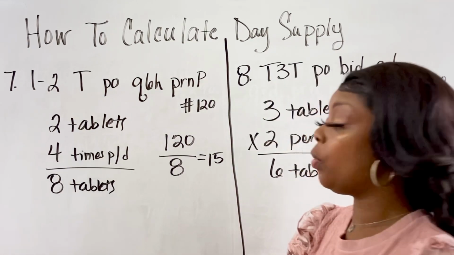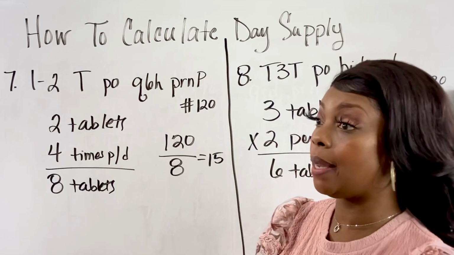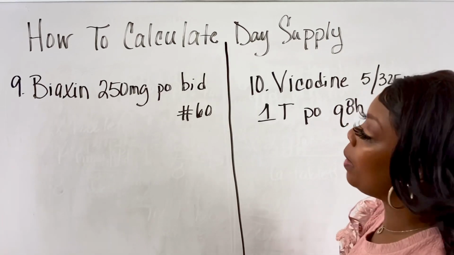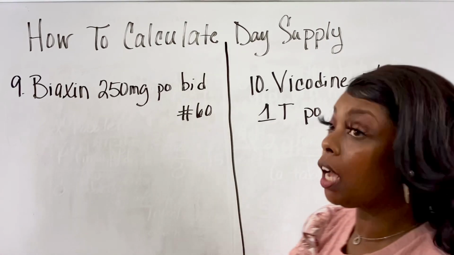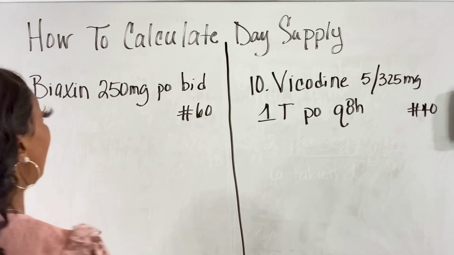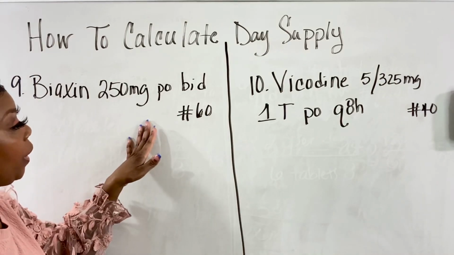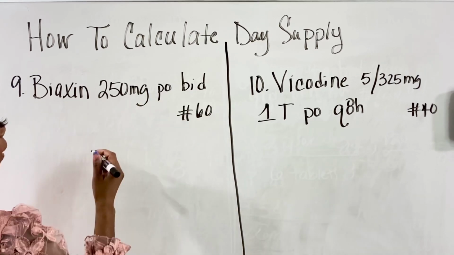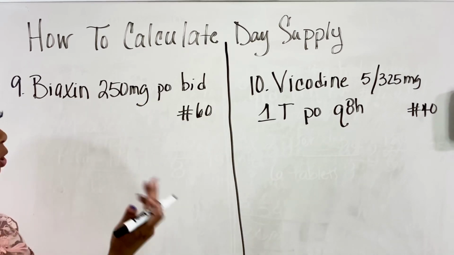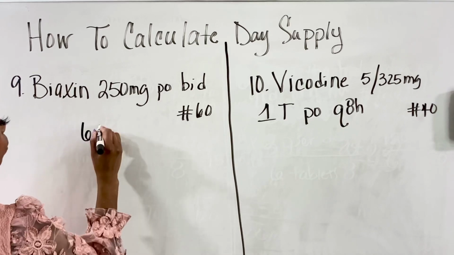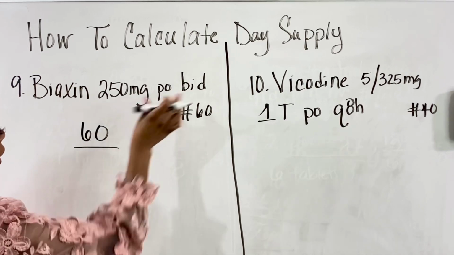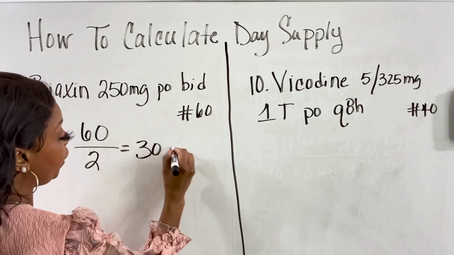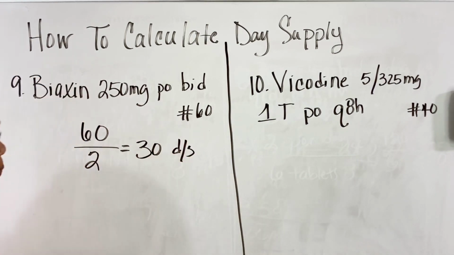All right, let's move on to the last 2, which is number 9 and 10. All righty, you have really pretty much completed this video. All right, number 9 and number 10. Number 9 says, Biaxin, 250 milligrams by mouth twice a day. So that's 1 tablet by mouth twice a day. So we have 2 tablets that we're taking a day. So we have a quantity or a total amount of 60, and per each day we're taking 2. So that's going to give us a 30-day supply.